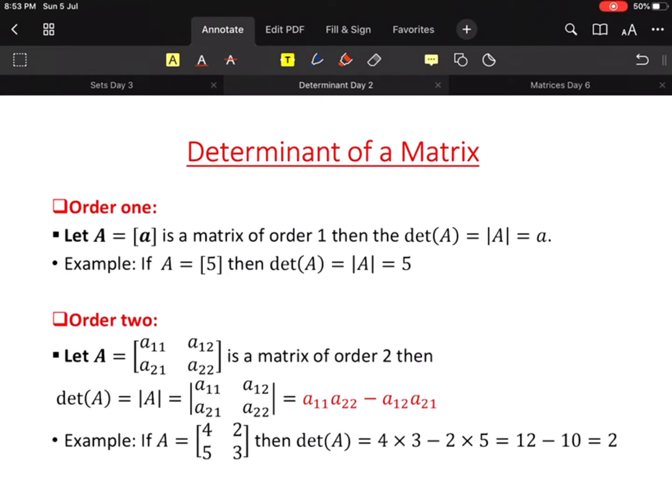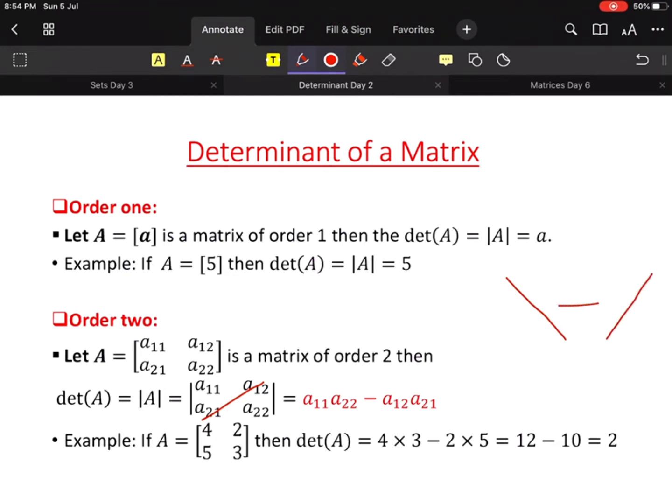Understood? Now if I have a matrix of order 2, how do we find its determinant? Let's find it. The determinant of A is equal to, first I will write the matrix in this form, a11, a12, a21, a22, with the determinant sign. First I will multiply a11 and a22, then a minus sign. Then I will multiply this side, a12 and a21. So first I go in this direction, then minus sign, then I go in this direction.